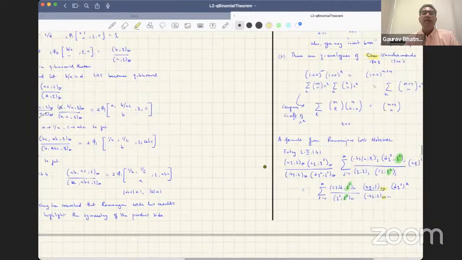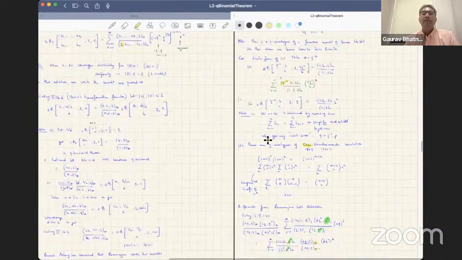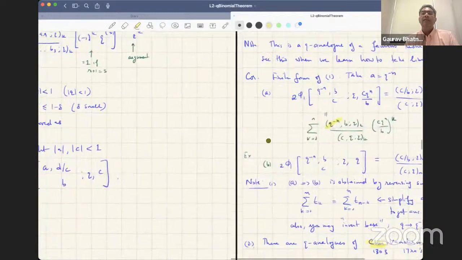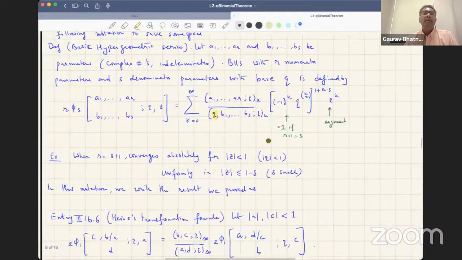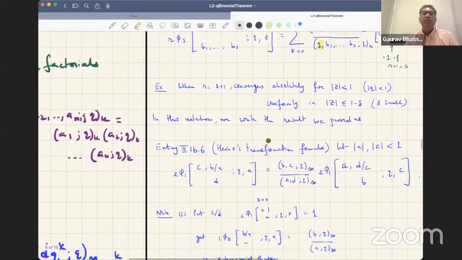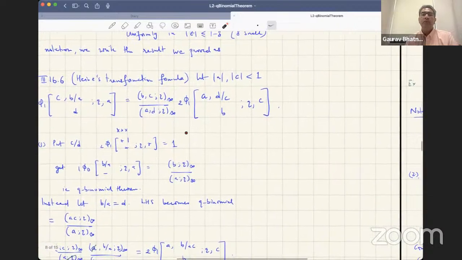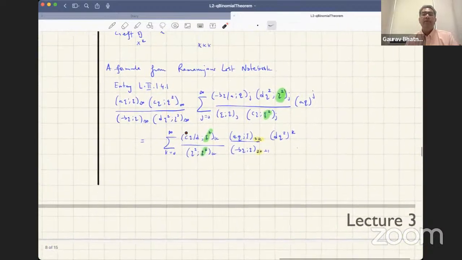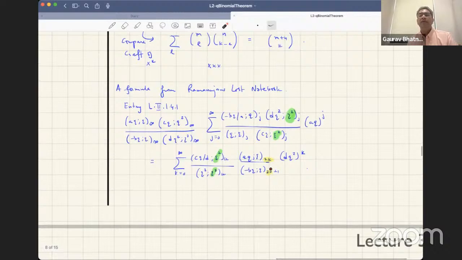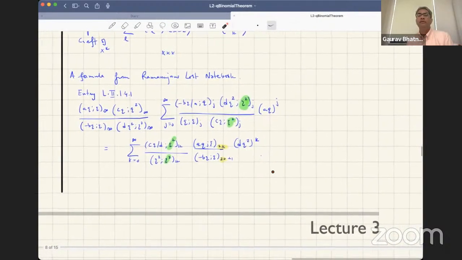So if you look at, where are we? If you look at this one, Heine's transform, it's very similar, right? So it's again two products, two at the top, one at the bottom, and then two at the top, one at the bottom, all in base q. And here, however, it is base q square and base q. That's the only difference.